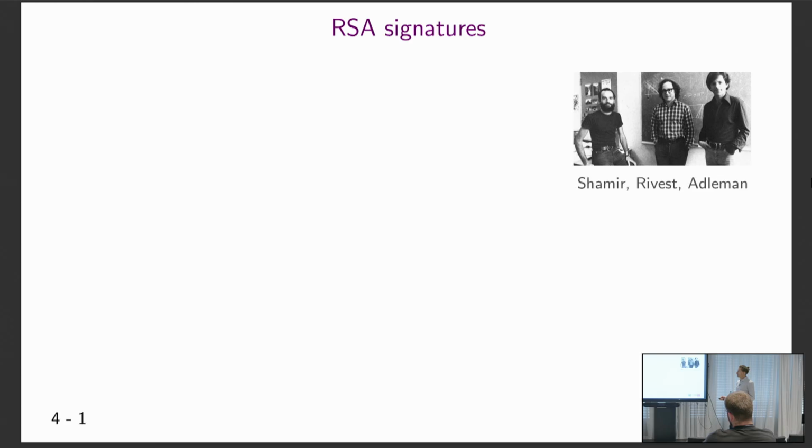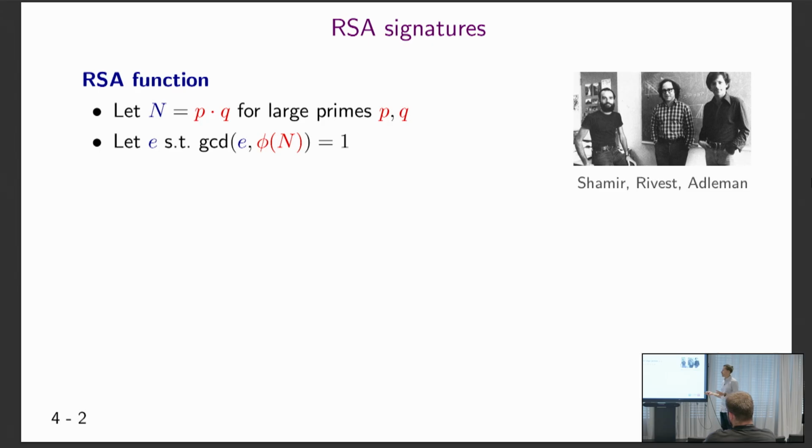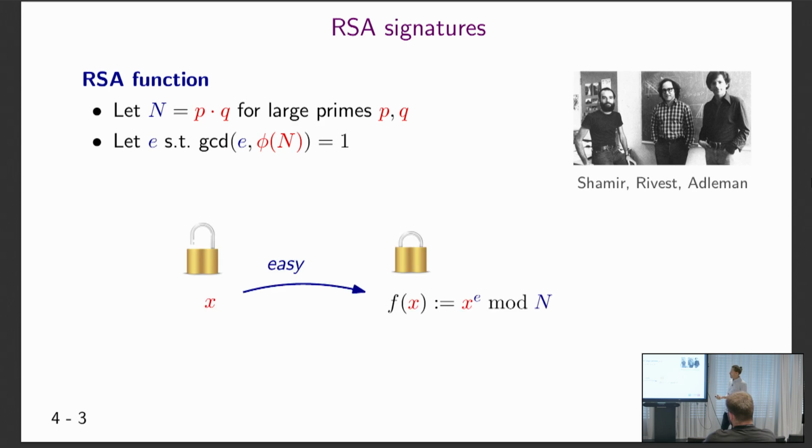So to start, who has never heard of RSA signatures? Good, here's a quick refresher. The RSA function is defined by a public modulus n, that's a product of two secret primes. Then we have e, an exponent, think of it as being 3. And then the RSA function maps x to x to the power of e modulo n. And that's something that you can efficiently compute, but it's hard to invert. So we believe that if I give you a random image output of this function, you cannot find the pre-image. So it's a one-way function.